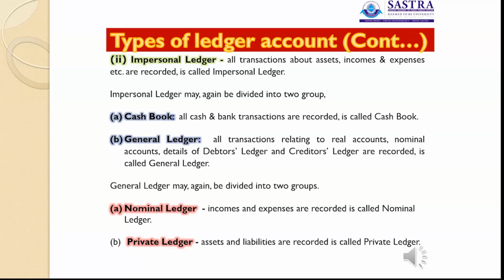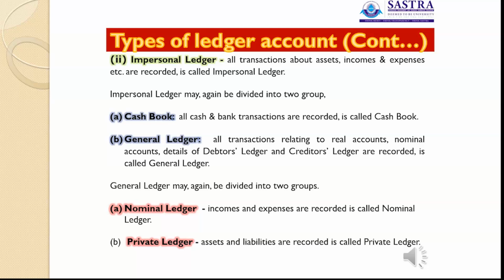General ledger may again be divided into two groups. One is nominal ledger and another one is private ledger. Nominal ledger means the ledger where all transactions relating to incomes and expenses are recorded.